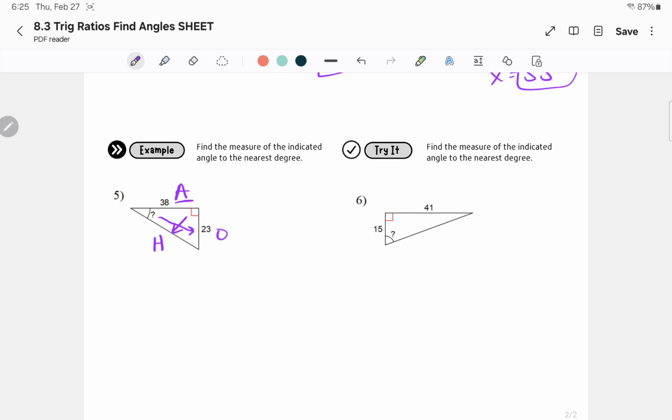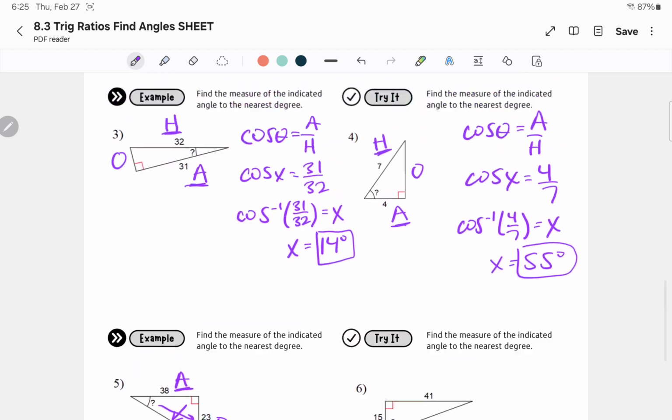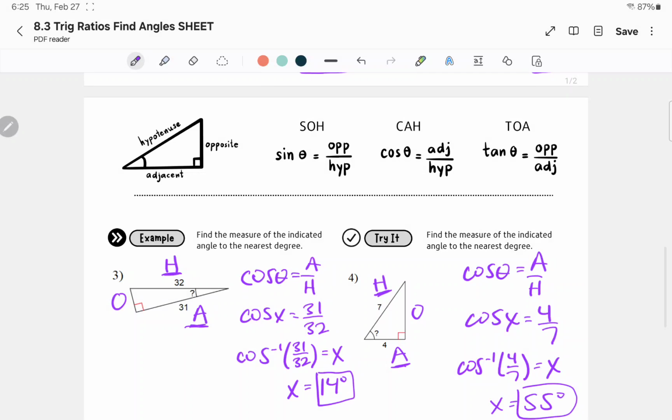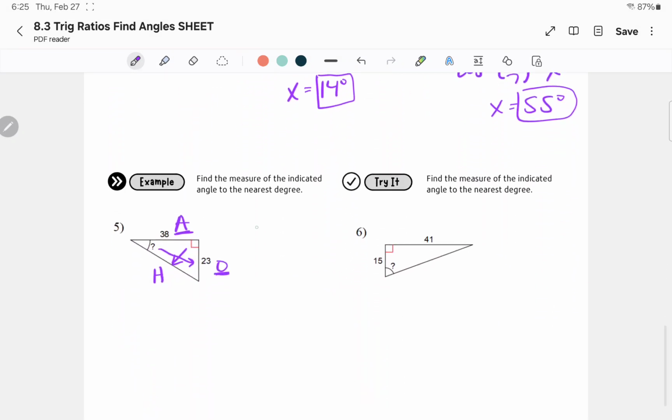Once I do that, I have A and O given to me. Those are the only two sides that have a number there, the only ones that have some sort of information. So because of that, because see how H is blank, I can't use hypotenuse. I have to use the function that has A and O in it, which would be, right, tangent. Tangent has O and A. So I'm going to write tangent of theta is equal to O over A.